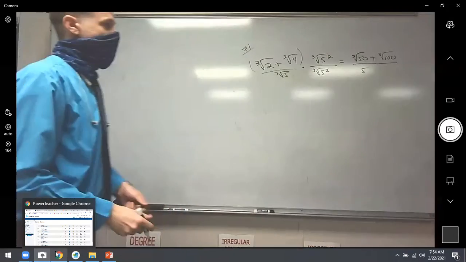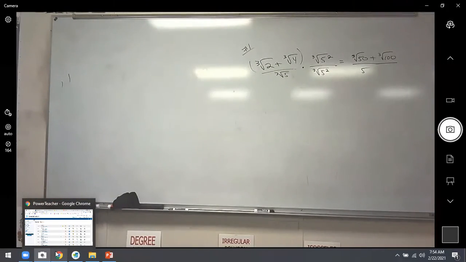And I don't think there's anything else you can do. If you actually go look down your list of cubes, none of them go into 50, nor do any of them go into 100. So there's nothing we can do to simplify any farther. So that's about as good as we can do. That's the trickiest thing, I think, that we haven't spent a lot of time on.